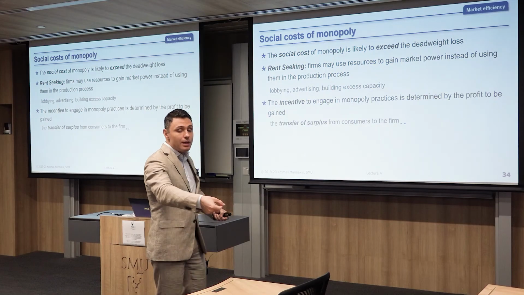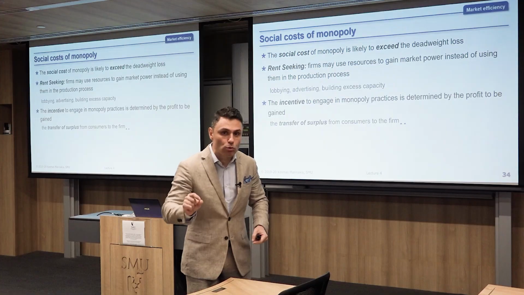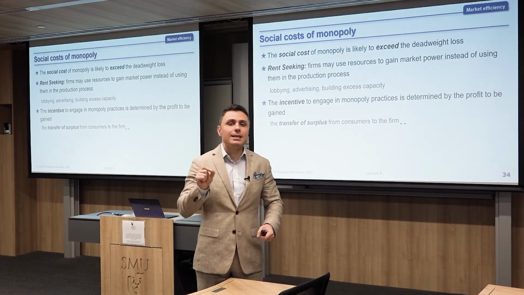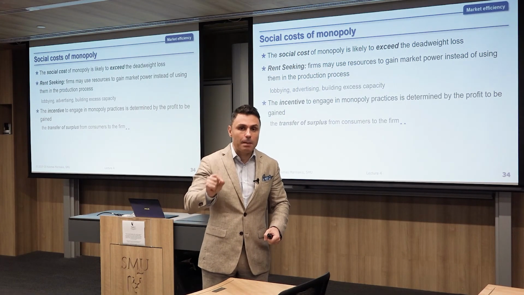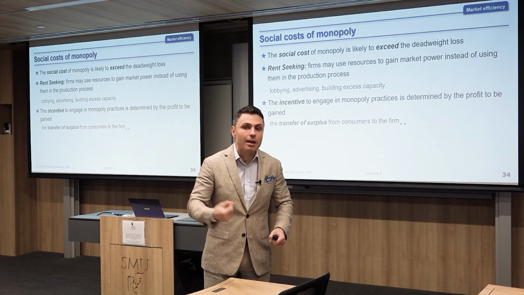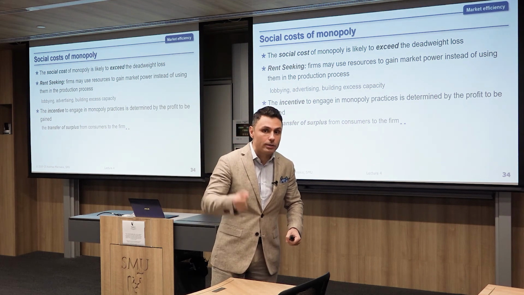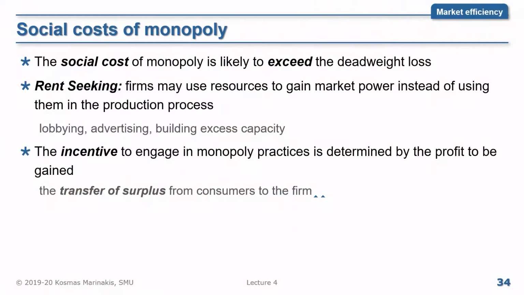So the incentive to engage in monopoly practices is determined by the profit to be gained. The transfer of surplus, this area B that we saw in the graph before, is what makes monopolies act like that and be inefficient, in order to gain B from the consumers and have a better position in the market.